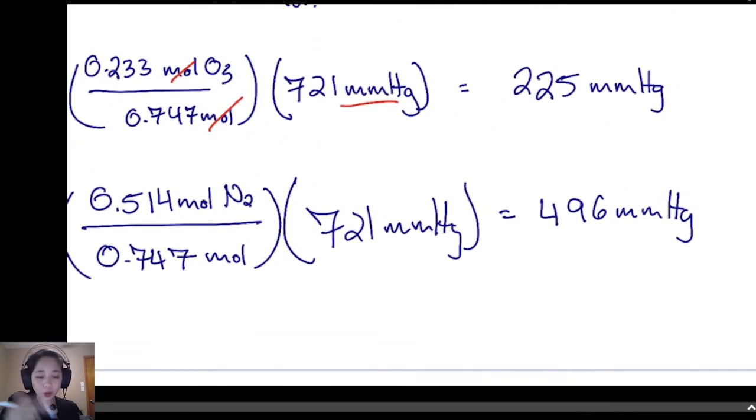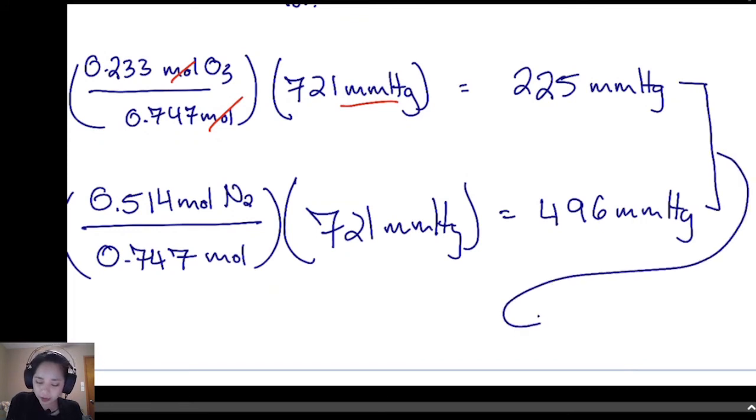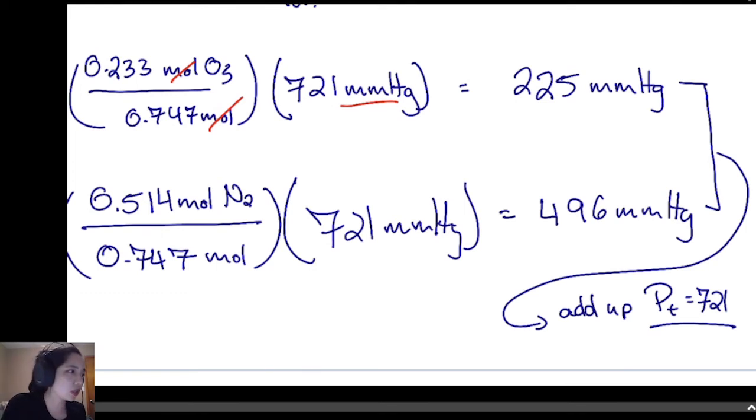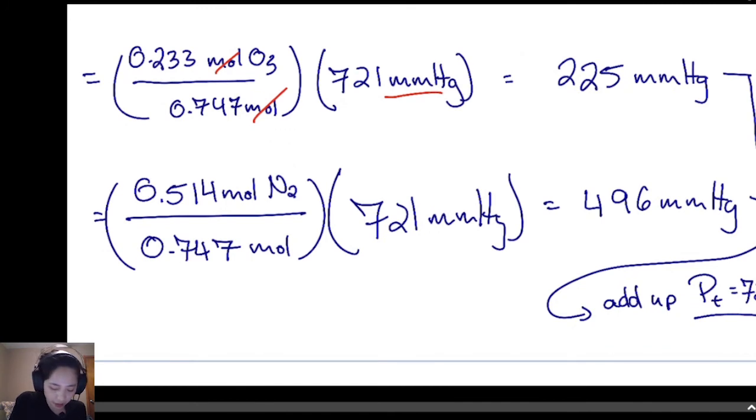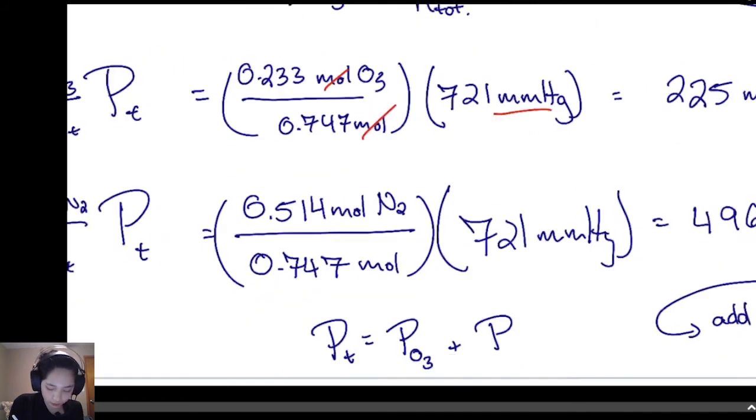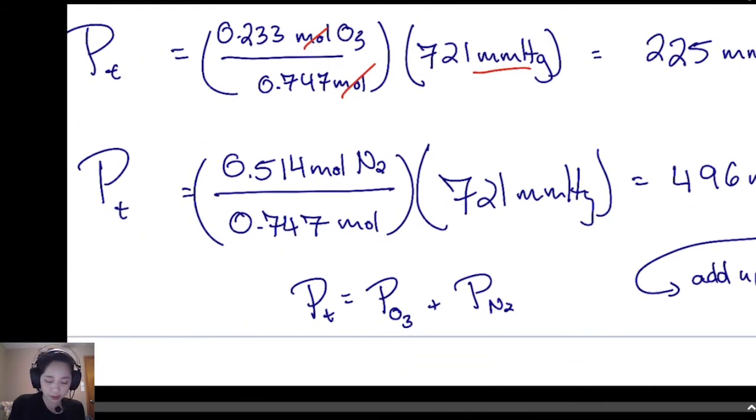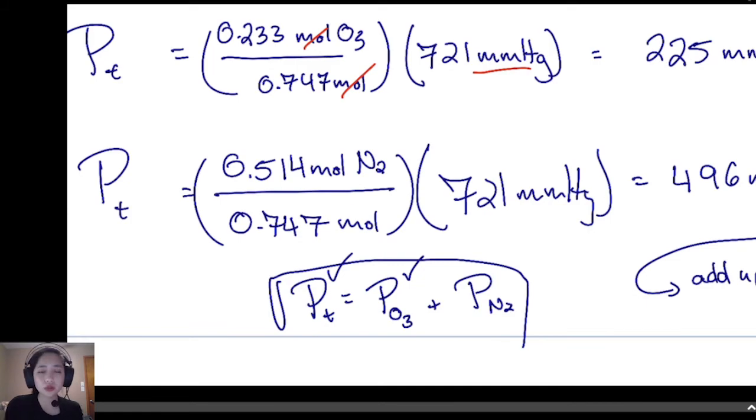And you'll also see that I did not have to do this second equation to get the second partial pressure because these two values add up to P total. It adds up to 721. So once I got one, you could just subtract it and get the other if you wanted to. So that's another way you can calculate that. The equation for this specific question is P total equals the partial pressure of ozone plus the partial pressure of nitrogen, which is equal to the total pressure of the whole system. So you only have to do it once. Since we know P total, you can calculate the partial pressure of nitrogen.